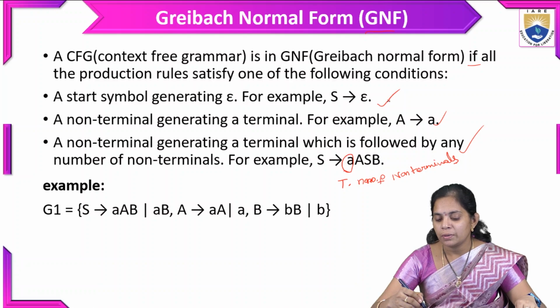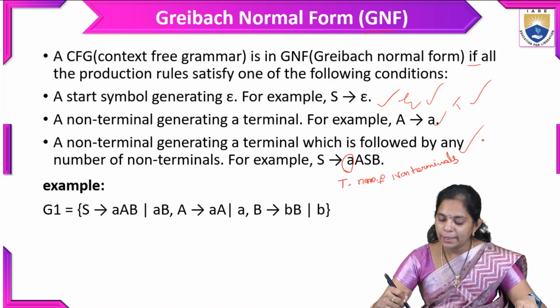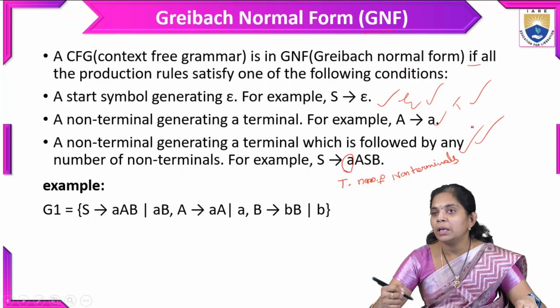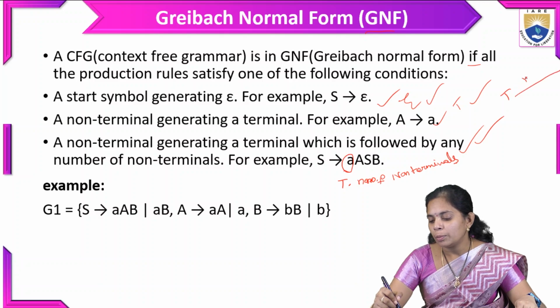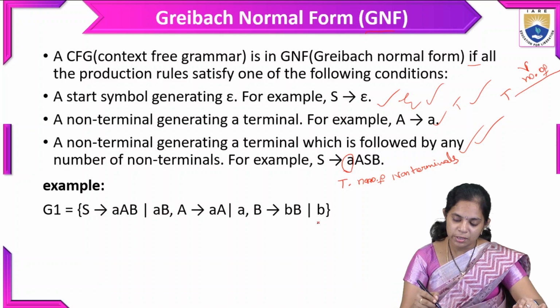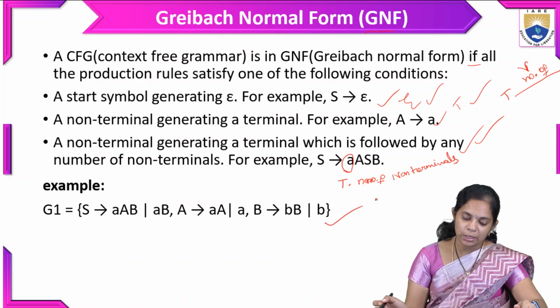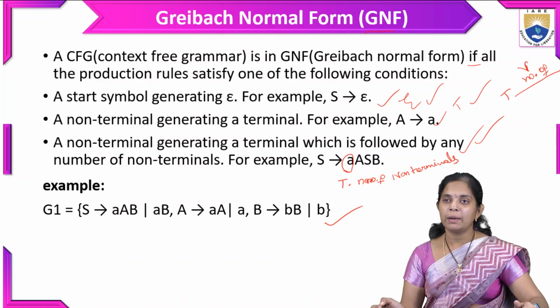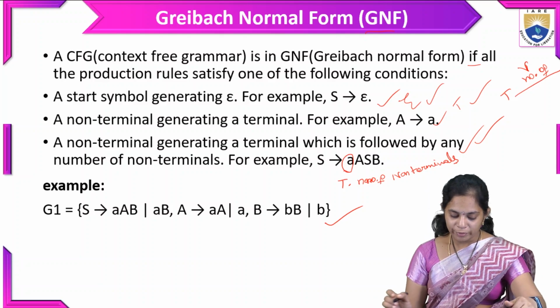So first one is this, epsilon is also accepted, and A tends to terminal is also accepted, and the right hand side can be a terminal followed by n number of non-terminals, or V. We can write non-terminals as V. So this is the example. We need to tell whether the grammar is in GNF or not, so we will check.